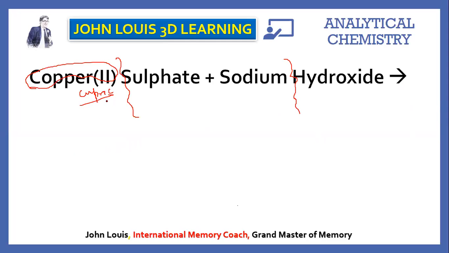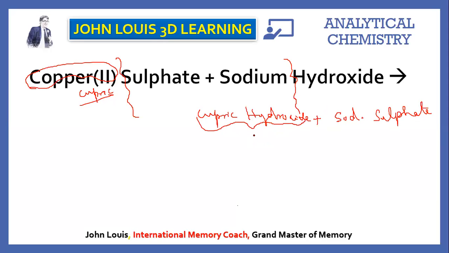So what are the products we expect? Cupric hydroxide, plus what is the other product? Sodium sulfate. Now can you guess the color of the cupric hydroxide? What is the color of cupric hydroxide? Blue. Copper 2 is blue, so therefore you will get a blue precipitate.